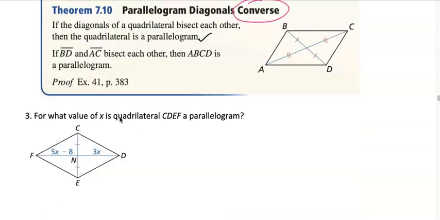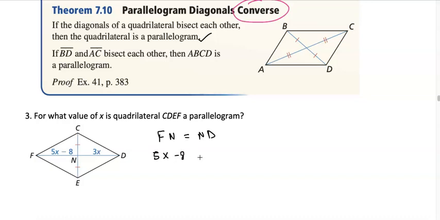Alright, so for what value of x is quadrilateral CDEF a parallelogram? Well, for this to be a parallelogram, the diagonals need to bisect each other. We see that CN and NE are congruent, so FD did bisect CE, and now we need to make sure that CE bisects FD.